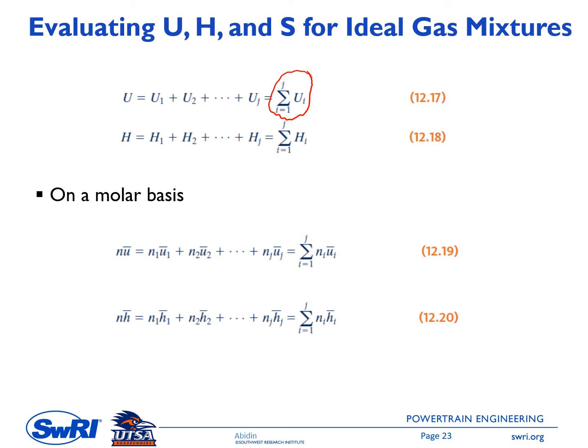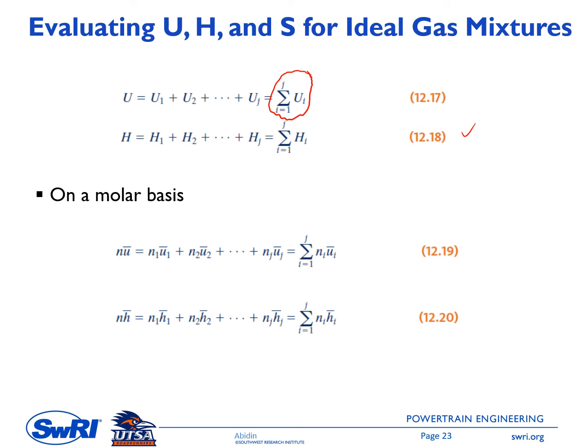And then the second equation here is for enthalpy. Similarly, the mixture enthalpy is the sum of the enthalpy from component 1 plus component 2 through component j. And we can also write the equation on a molar basis.